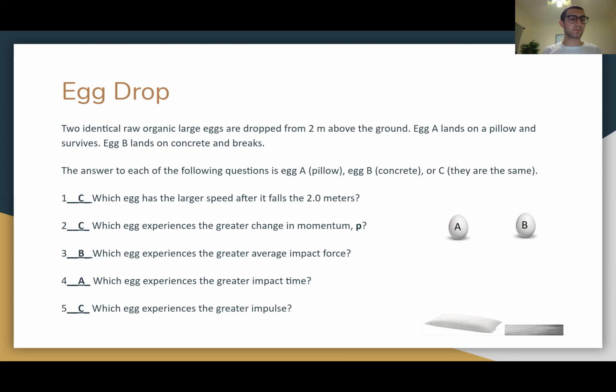And because of that, for number 4, which egg experiences the greater impact time? Well, the one that hits the pillow is going to have a greater impact time and a lesser force. And which egg experiences the greater impulse? Well, that's just the same question as 2, right? The impulse is the change in momentum. So if they both experience the same change in momentum, they will both experience the same impulse.